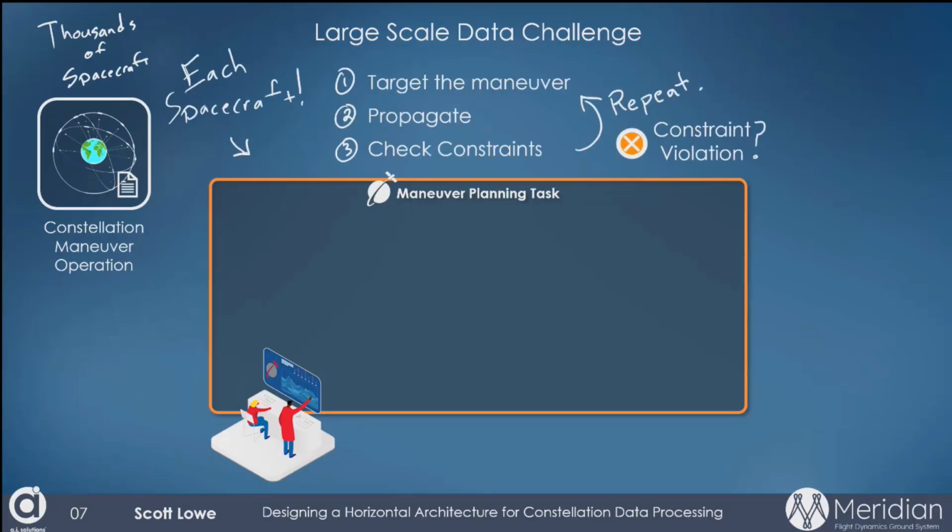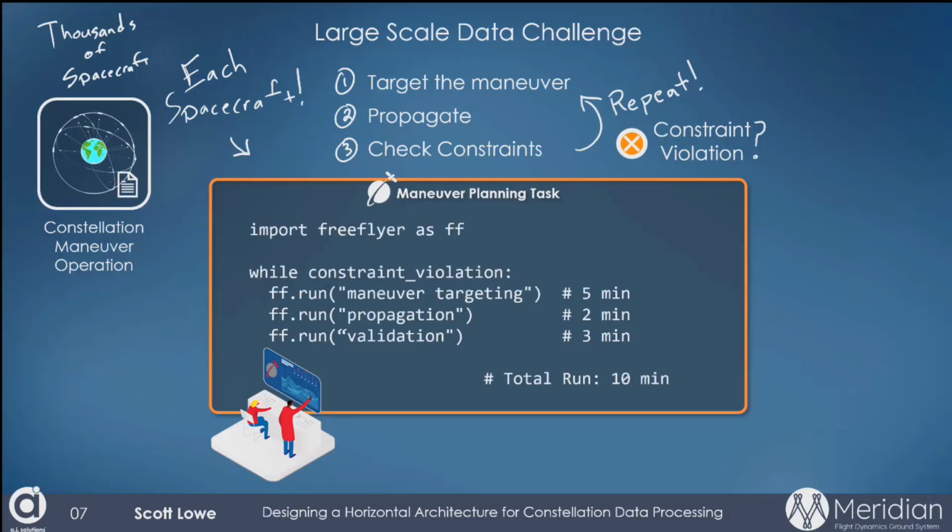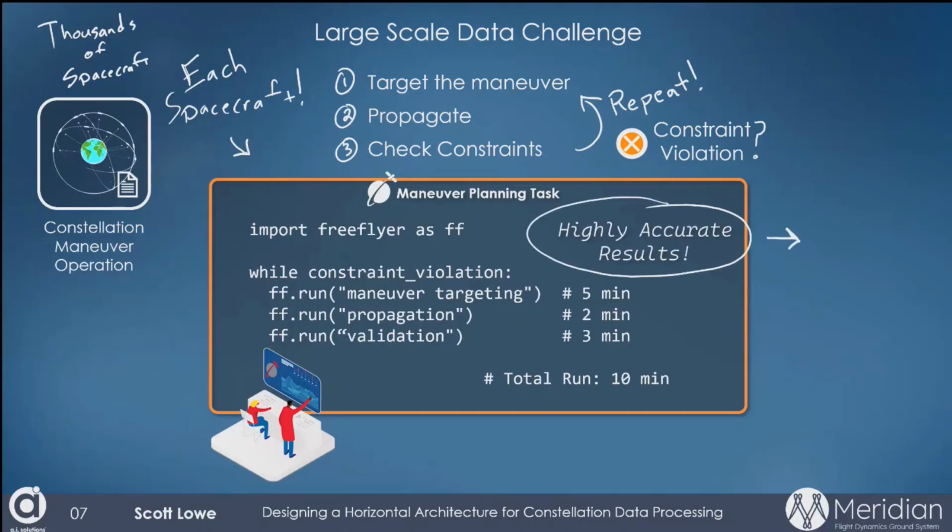You can remember for each spacecraft, we have to target and propagate, check their constraints, and potentially repeat a number of times. So here's some pseudocode that gives an example or a flavor of how we would do this with something like FreeFlyer, right? We would say, while we have a constraint violation, run maneuver targeting. That might take 5 minutes for a spacecraft, then propagation, validation. And this all produces highly accurate results.